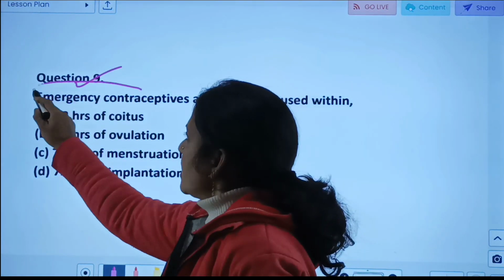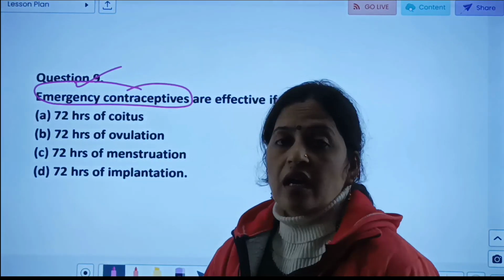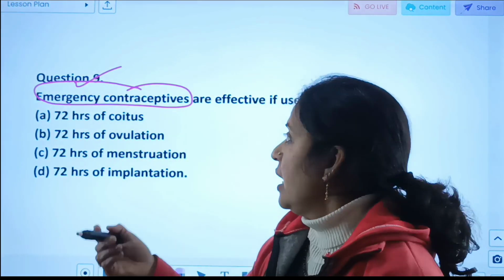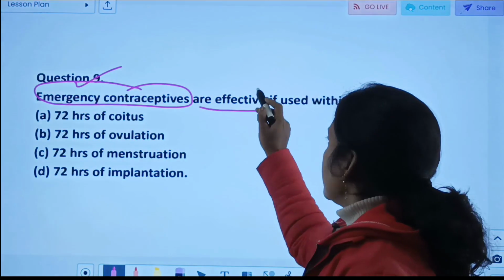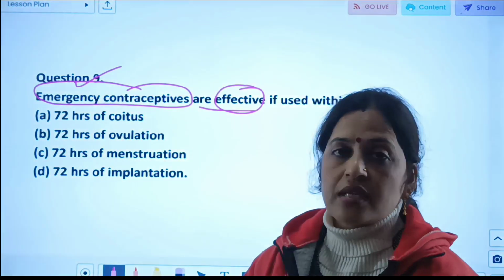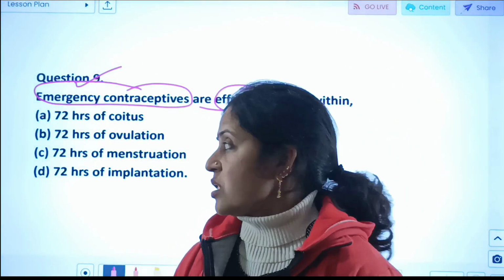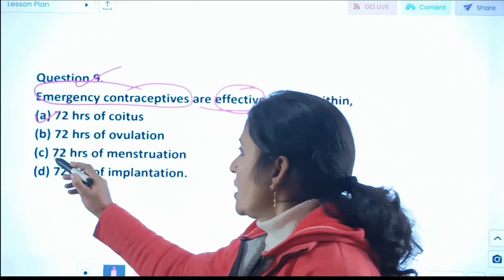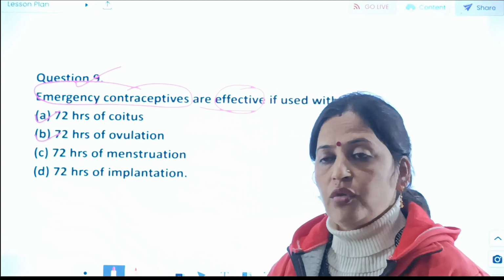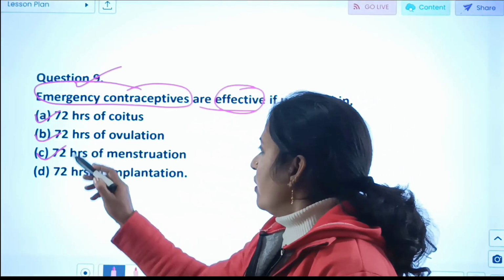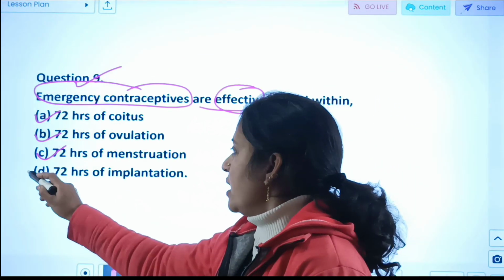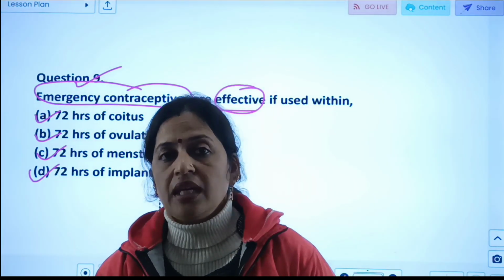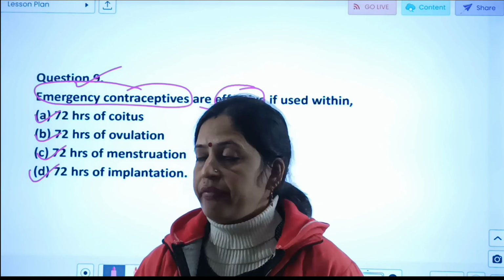Emergency contraceptives are effective if used within 72 hours of the coitus, 72 hours of the ovulation, 72 hours of the menstruation, or 72 hours of the implantation. So the emergency contraceptives, these are effective.